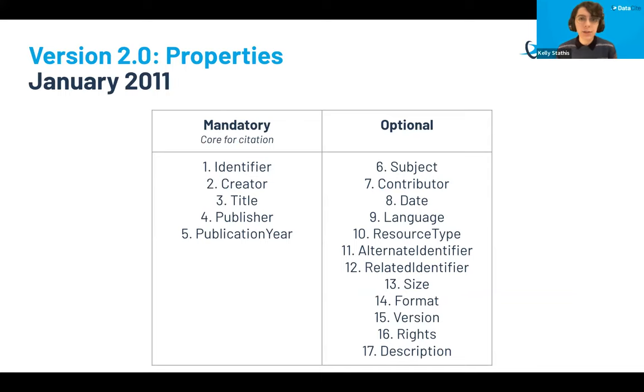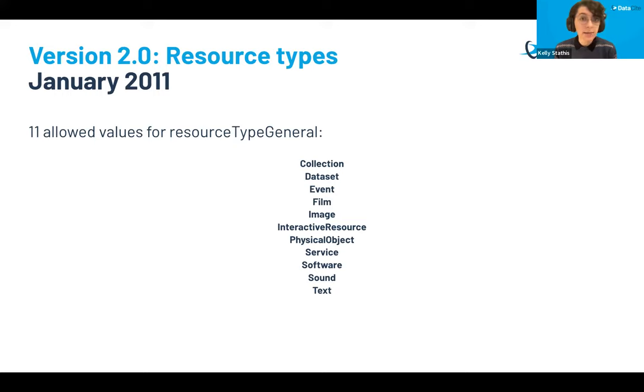So now I'm going to go through each of the versions briefly and show what's changed over time with the schema. Starting with version 2.0, here is the original list of properties. There were 5 mandatory properties: identifier, creator, title, publisher, and publication year, plus 12 optional properties. All these properties are still in the current version of the schema. None of these have been deprecated. The resource type property had, and still has, an attribute, resource type general, with a controlled list of terms that DataCite maintains. We showed the current list earlier. In version 2, there were 11 allowed values, which are listed here: collection, dataset, event, film, image, interactive resource, physical object, service, software, sound, and text.